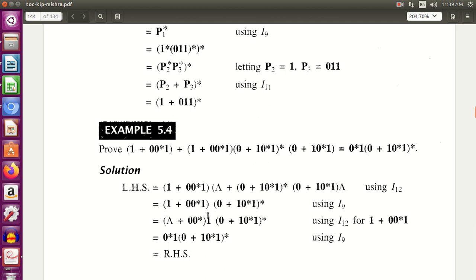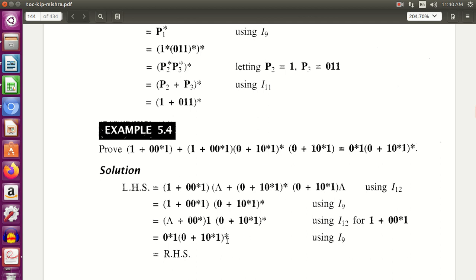So if I take one common out of this, it will be lambda plus 0 0 star. Okay, lambda plus 0 0 star. So again, if you see, this expression is lambda plus r star, and here r's value is 0. So lambda plus r star gave us r star, which is nothing but equal to 0 star. So this entire expression gets reduced to 0 star, 1 was already there, and there we had 0 plus 1 star 1 whole star. If you look at the RHS that we had actually to prove, it is similar to whatever we have got over here.